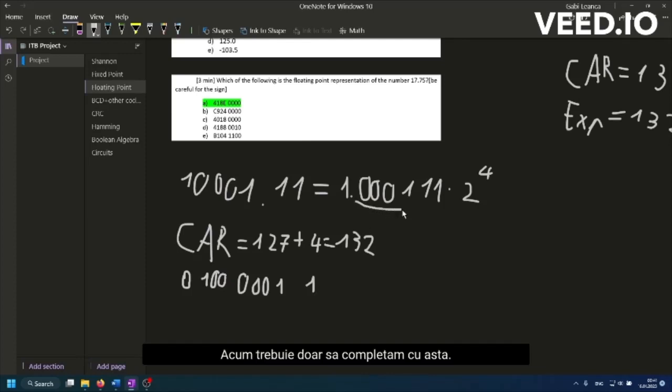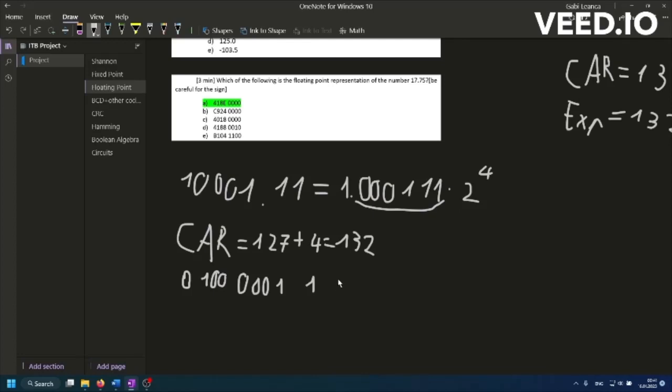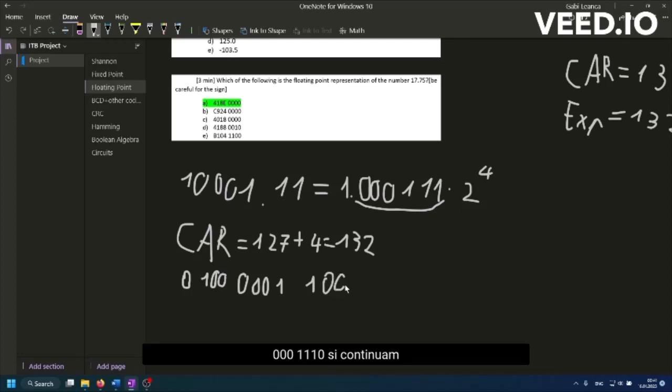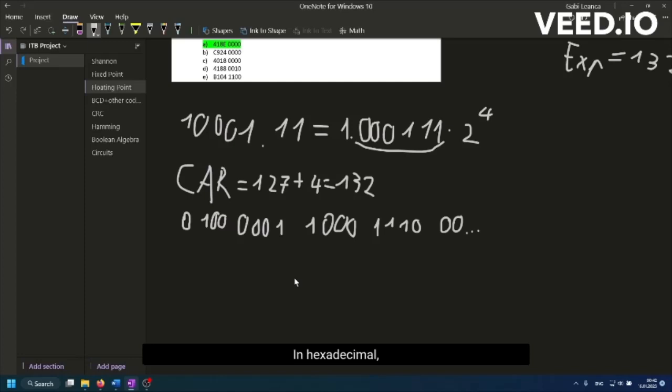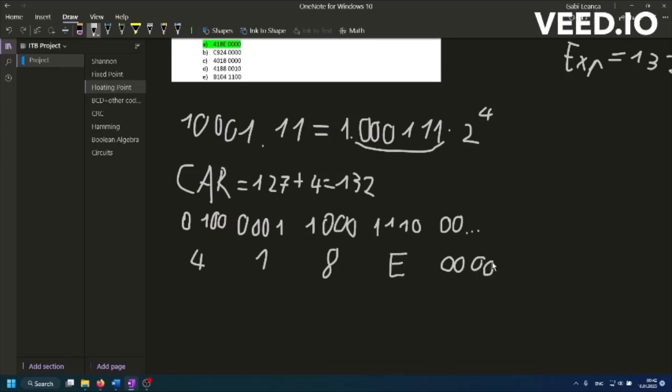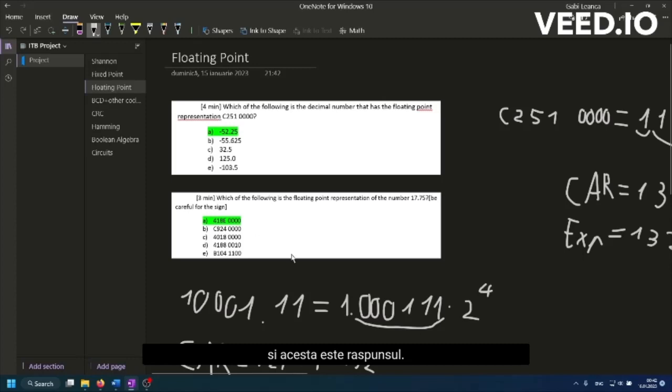Now we have to just fill with the mantissa: 0, 0, 0, 1, 1, 1, 0. And we keep having zeros until we have 32 digits. So, in hexadecimal, this would be 4, 1, 8, and E. And it keeps going with 4 zeros. And this is the answer.